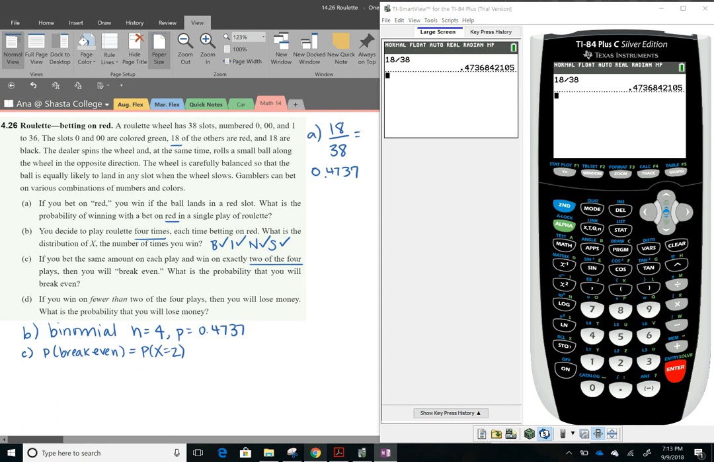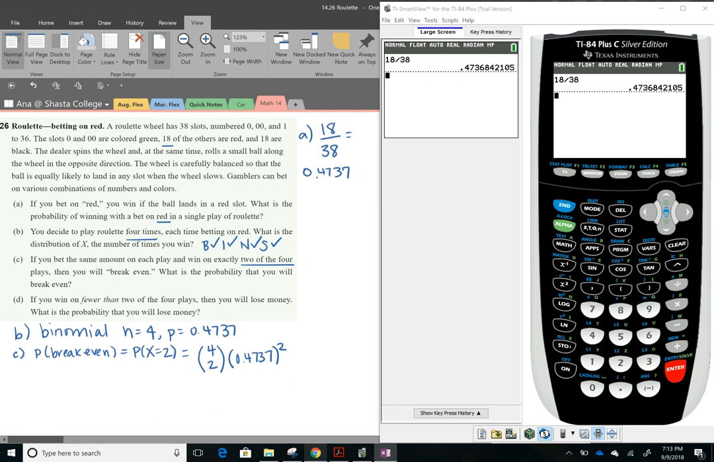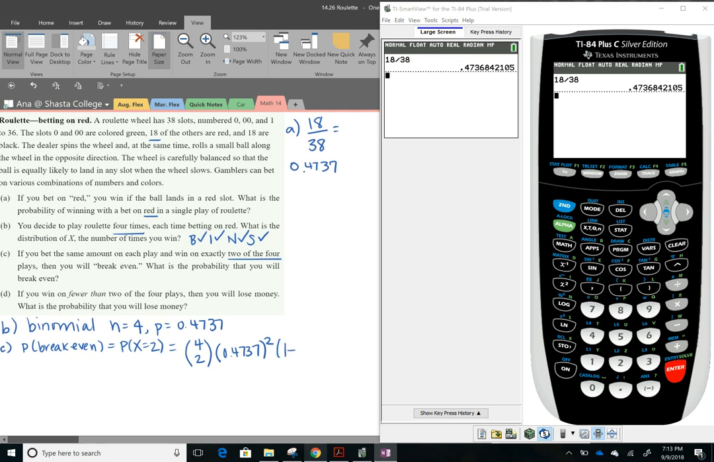So if I wanted to use the binomial formula, that looks like n, which is 4, choose 2, times the probability of success, which is 0.4737, to the second power because we want exactly 2, and then 1 minus the probability of success, to the n minus however many we're choosing, which is 4 minus 2.